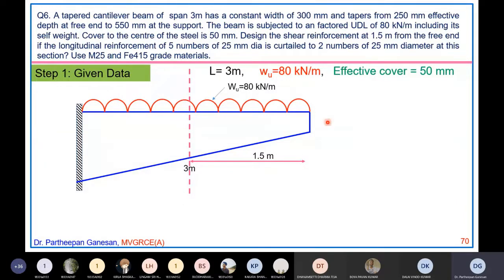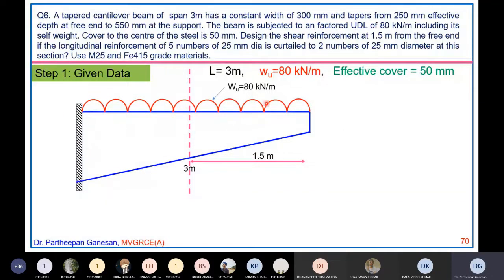Obviously, for a cantilever beam, your bending moment is 0 at the free end, and the bending moment keeps on varying. At the fixed end it will be maximum. Similarly, shear force also will be maximum at the fixed end, and shear force will be less here. You can easily draw the bending moment diagram and shear force diagram. Then you will find that the shear force at this point will be half of the shear force at the support.